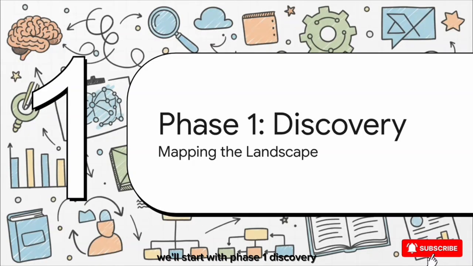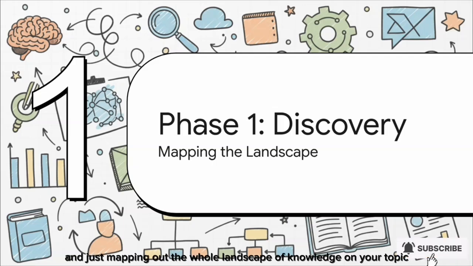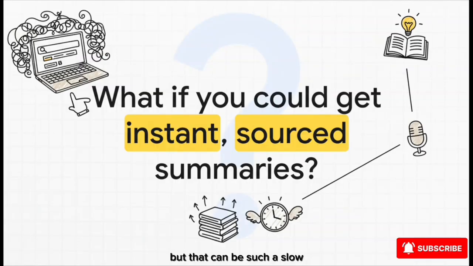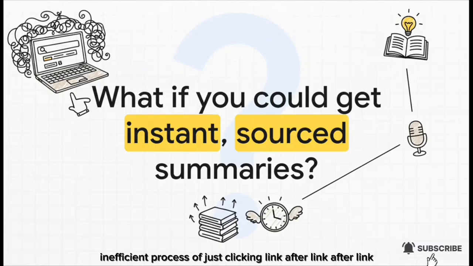We'll start with Phase 1, Discovery. This is, you could argue, the most important part of any project, figuring out what's already known and just mapping out the whole landscape of knowledge on your topic. So normally, you'd probably head to Google or a library database, right? But that can be such a slow, inefficient process of just clicking link after link after link.